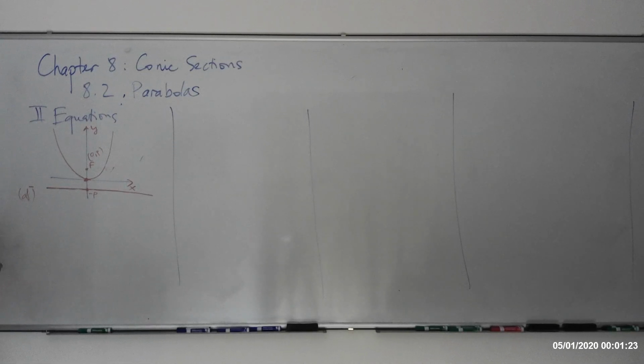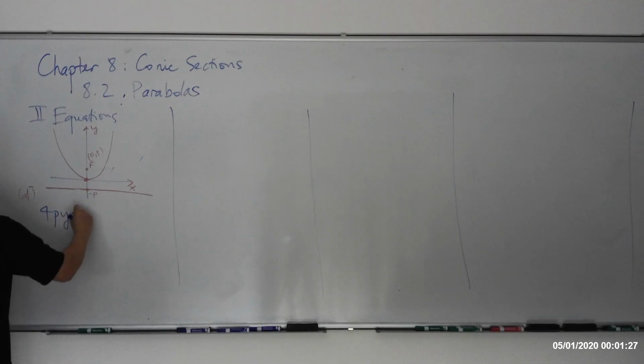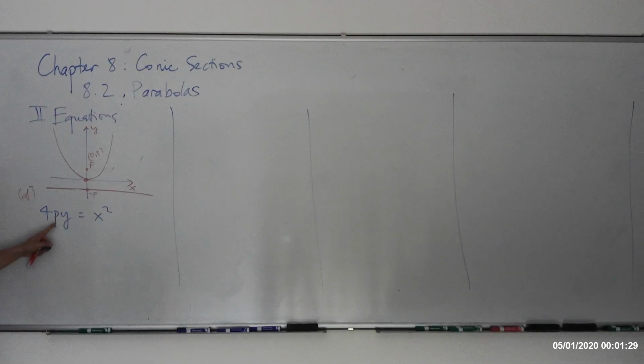The equation for this parabola is going to be 4py equals x squared. This is the little p that I'm talking about. And then the second parabola.